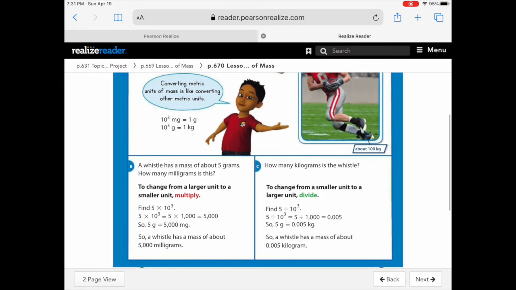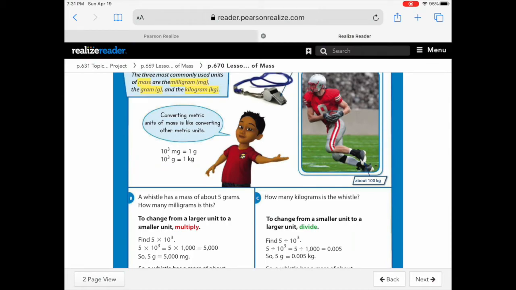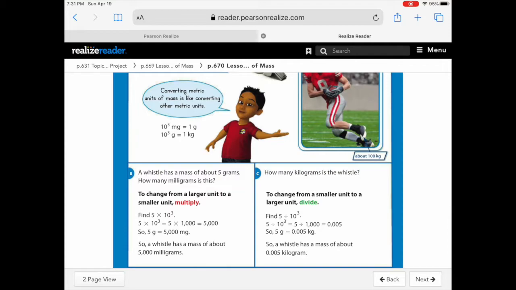It is also 1,000. So if you're going to change from larger to smaller, we multiply, and we know that. Horse to fly, we multiply. And it talks about if we change from smaller to larger, that means from fly to horse, we divide, of course. So if a whistle has a mass of 5 grams, how many milligrams is that? Well, that's easy. We multiply 5 times 10 to the power of 3. So 5 times 10 to the power of 3 equals 5 times 1,000, because that 3 means I have 3 zeros. And so 5 grams equals 5,000 milligrams. So how many kilograms is the whistle?